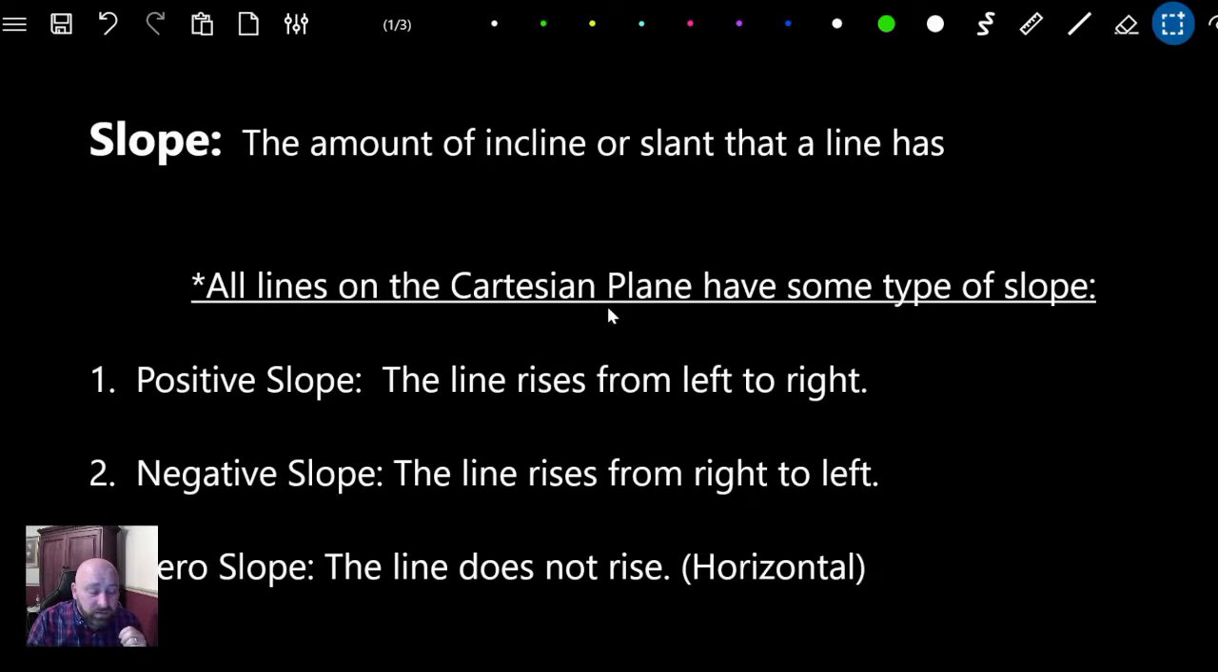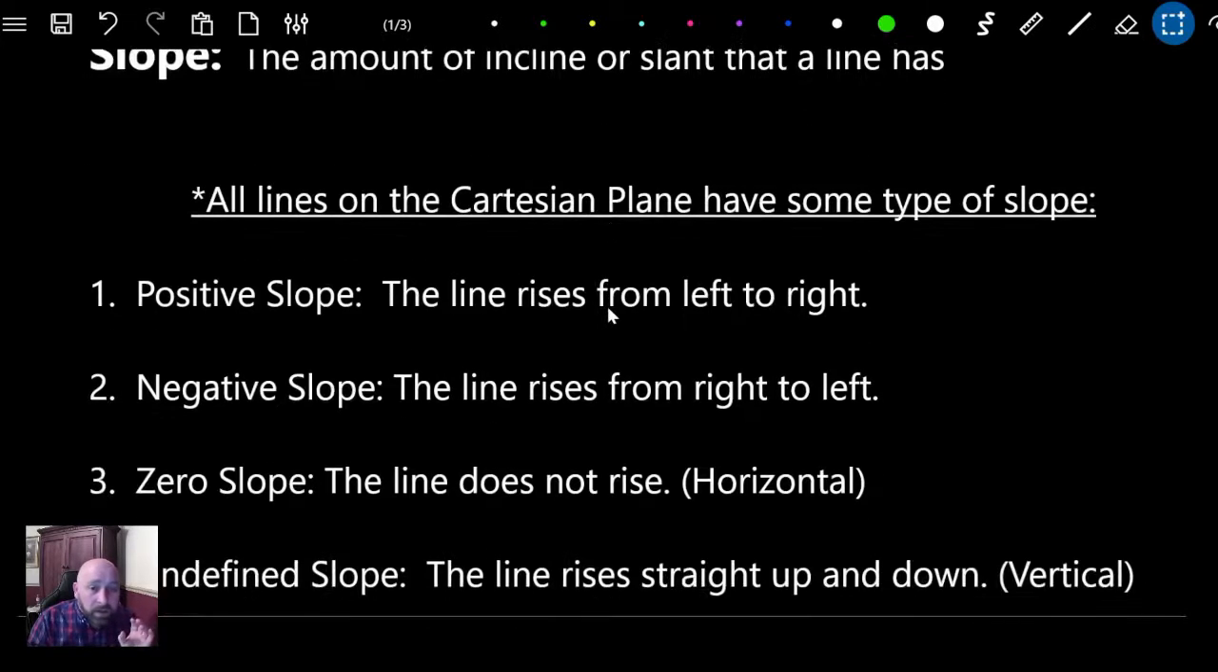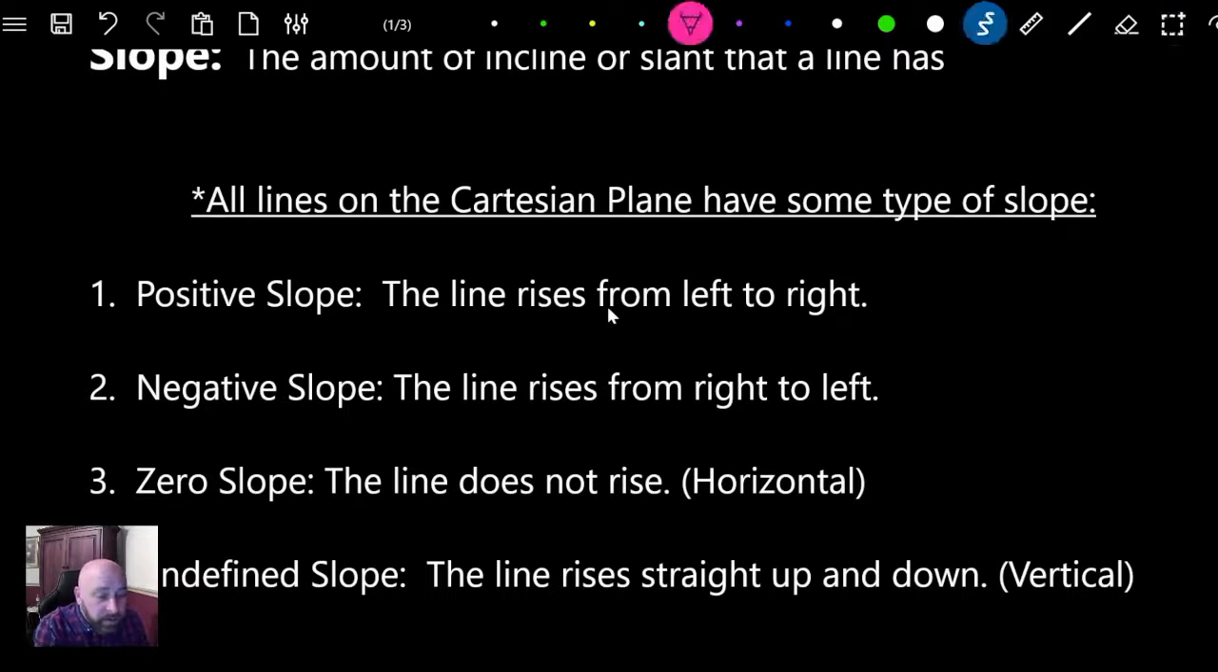Every straight line that you see on the Cartesian plane will have one of the next four types of slope. The first one is called positive slope. This is when the line rises from the left to the right. So if you think about this here, I'll put a line on here. It goes from the bottom left to the upper right. That would be a positive slope. That pink line would be a positive slope.